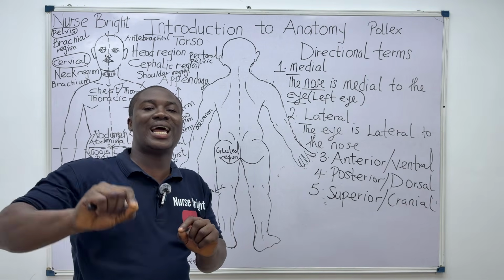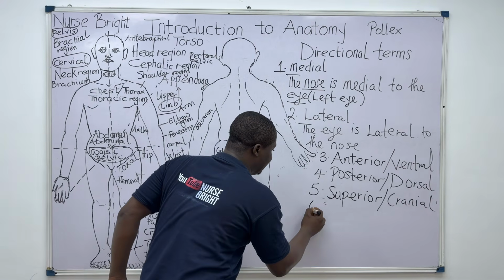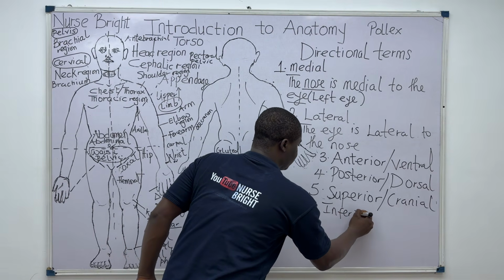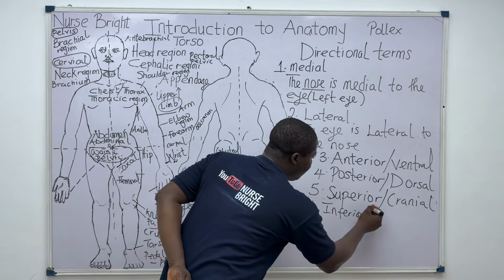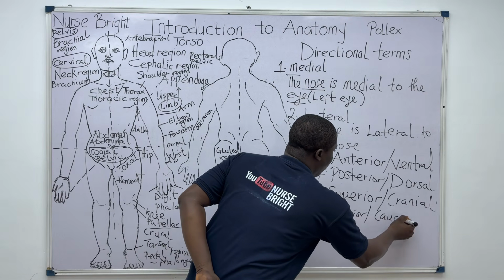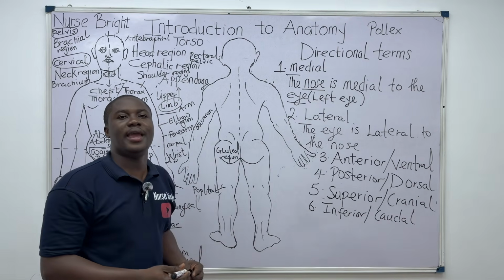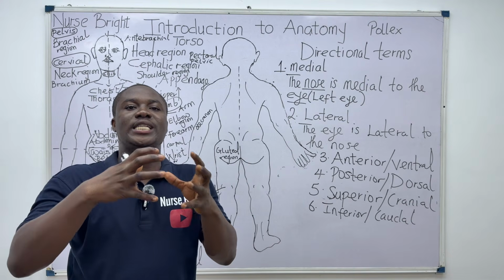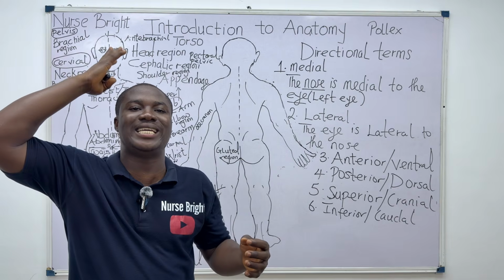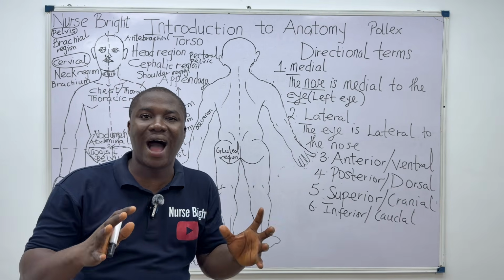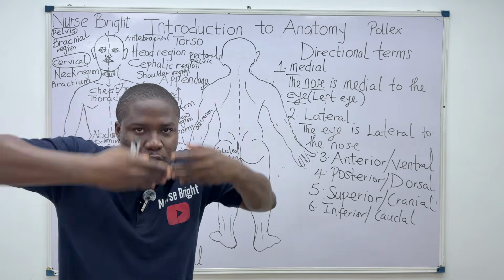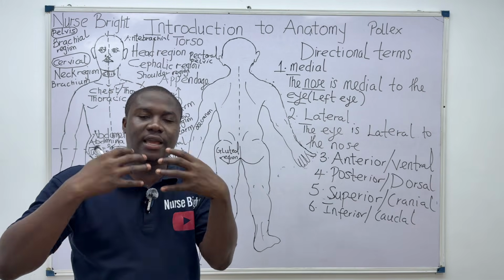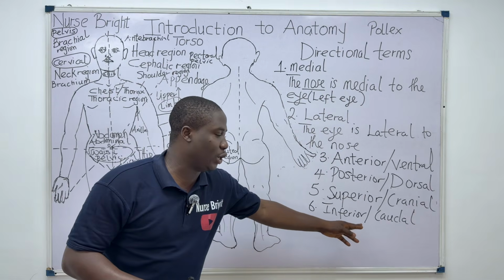Now, moving over to another directional term, and this time around, it is called inferior. If we don't call it inferior, we call it caudal. Now pay attention. A structure is said to be inferior when that structure is farther away from the head region. It's very far away from the head region or below the head region. That is what we mean by a structure being inferior. And if you are not inferior, you are caudal.